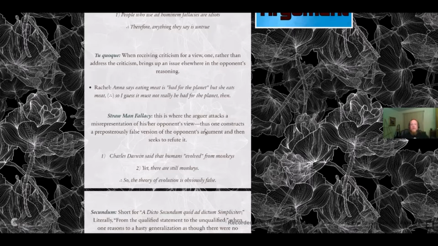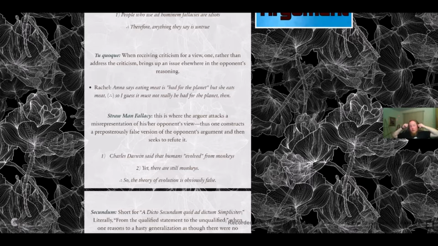And another form of ad hominem is the straw man fallacy, where you attack a misrepresentation of your opponent's view. So you say, oh, these people believe this. You construct a made-up version of what somebody's saying, where it's not really what they're saying, and then you try and beat it up, and you're like, I beat them. But no, you didn't beat them up. You beat up literally the mannequin version of their argument.